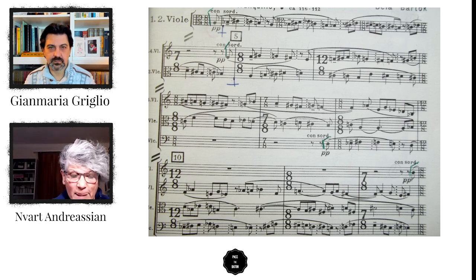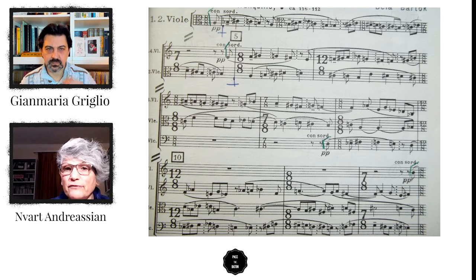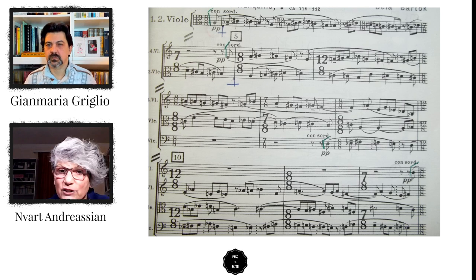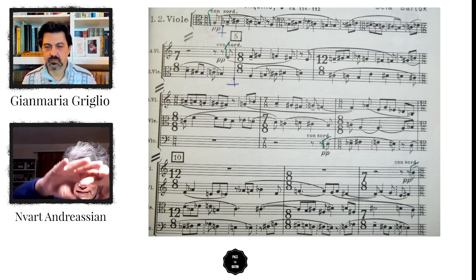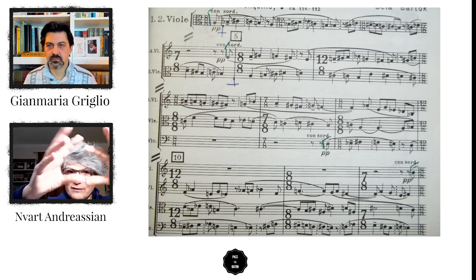This is very important for the conductor. It means that the gesture as gesture is not enough. In the gesture, you put the character, the color of sound, the pulsation, the beat, the stroke, you put everything. So it's something global.